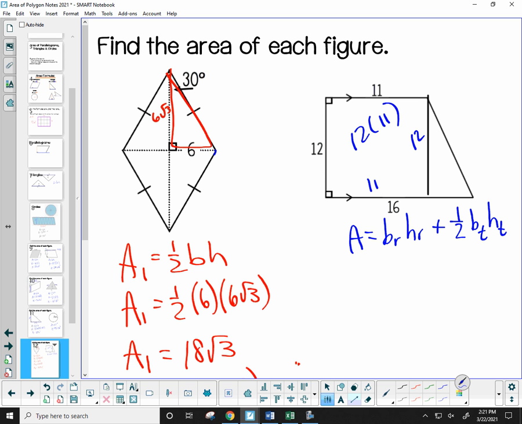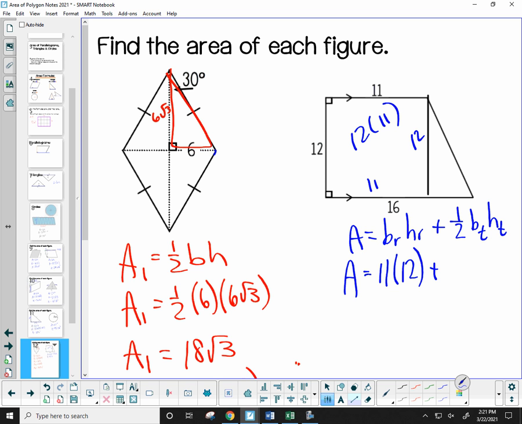I don't really care if you do subscripts. I don't care if you call them both B and H. Just understand the base of one is for my rectangle and the base of the other is for my triangle. I'm just doing this so that you understand there are 2 different bases. So the base of my rectangle is going to be 11. The height is 12.